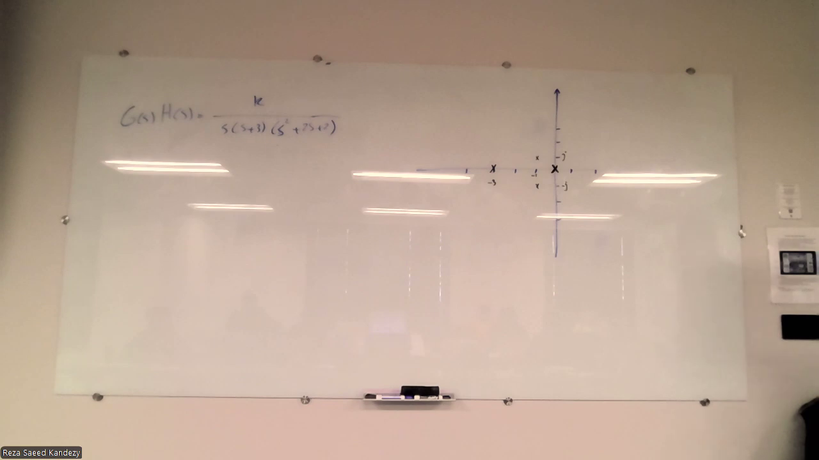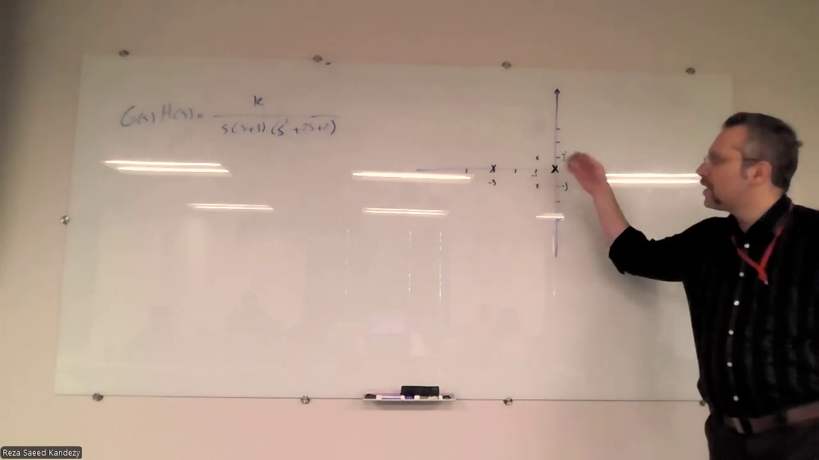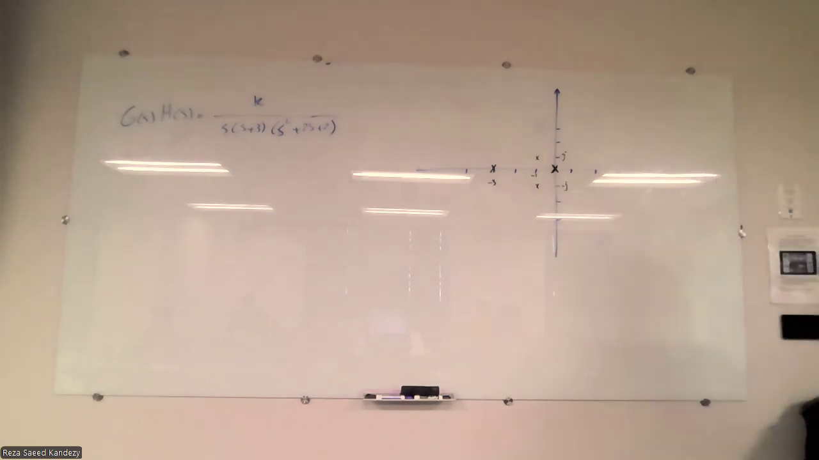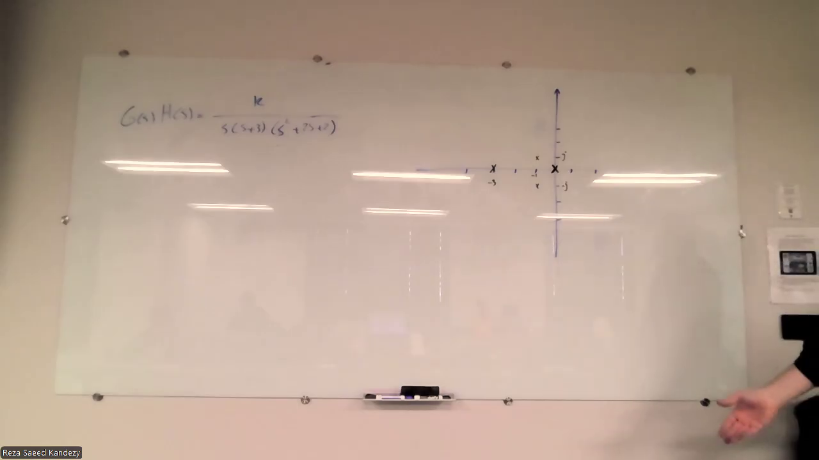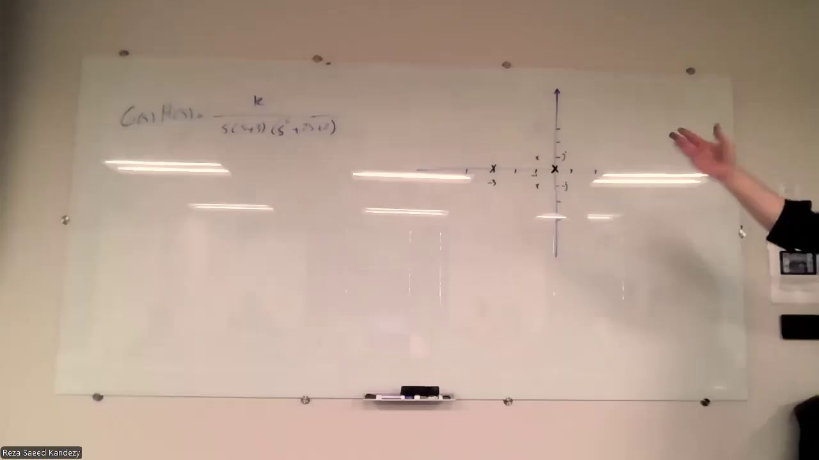Anyone remember? What was the next step that we normally take to draw the trajectory? Find the real axis segments of the root locus, the segment of the real axis that is included in the trajectory. And our rule was, we have a negative feedback.